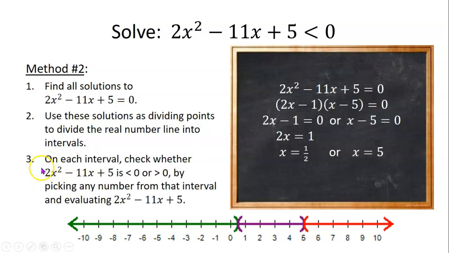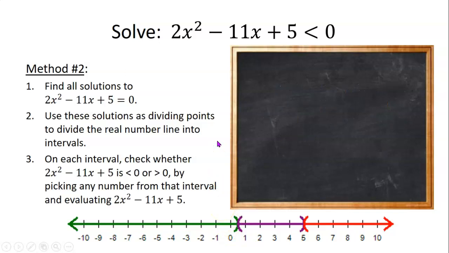So we're ready for step 3 here. On each interval, check whether 2x squared minus 11x plus 5 is less than 0 or greater than 0 by picking any number from that interval and evaluating 2x squared minus 11x plus 5. So let's do that. Let's start by picking a number from the first interval. And we can pick any of these numbers that are less than 1/2, but an easy one to work with might be 0. 0 is an easy number to calculate with.